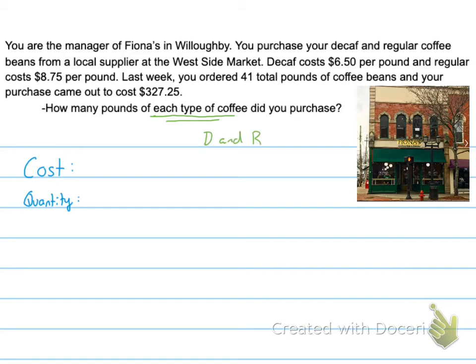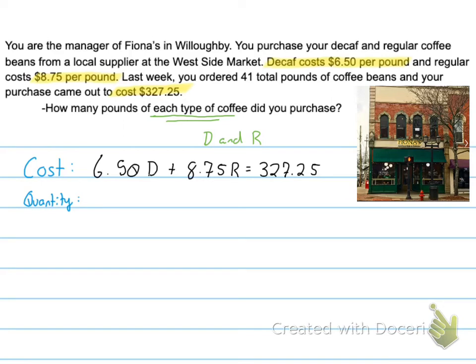When I want to make my cost equation, I'm going to highlight or look at anything in that text that has anything to do with the cost of this. So I see decaf costs $6.50 per pound, regular costs $8.75 per pound, and I total spent $327.25. I'm going to use those to set up an equation. I'm going to write 6.5D plus 8.75R equals my total of 327.25.